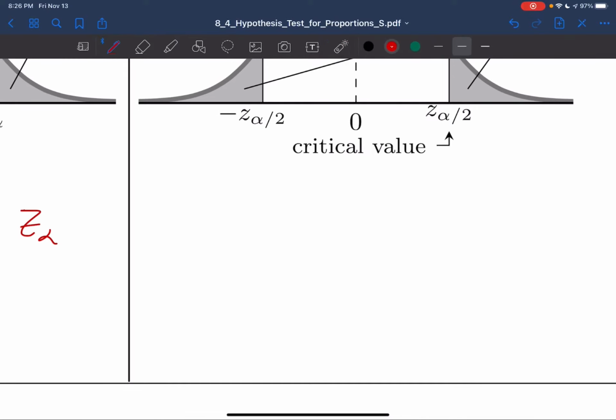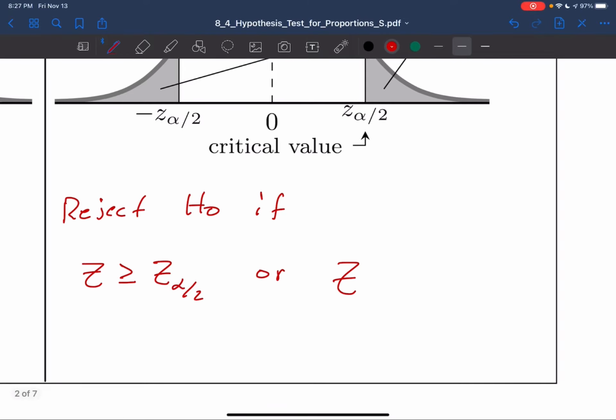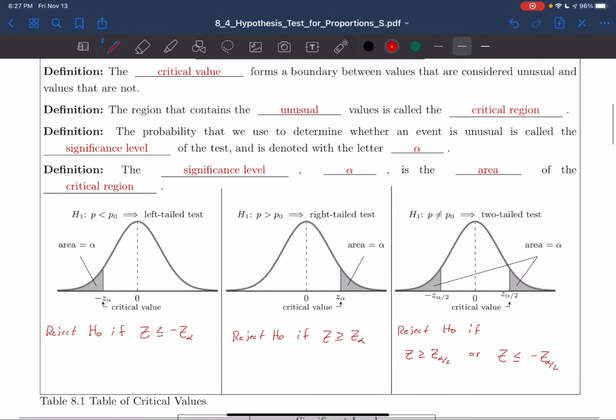So here we reject our null hypothesis if either z, your test statistic z, is greater than or equal to z of alpha over 2, or z, your test statistic, is less than or equal to negative z of alpha over 2. And all this should be very familiar. It's like what we did in section 8.2.